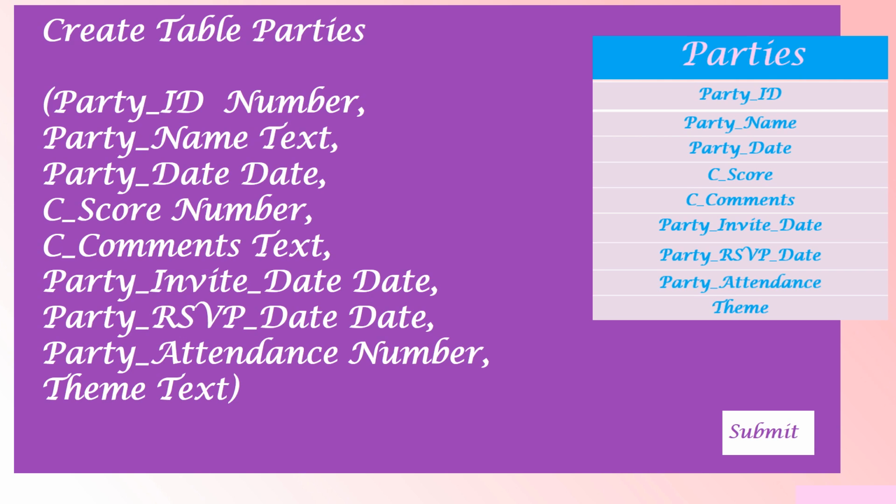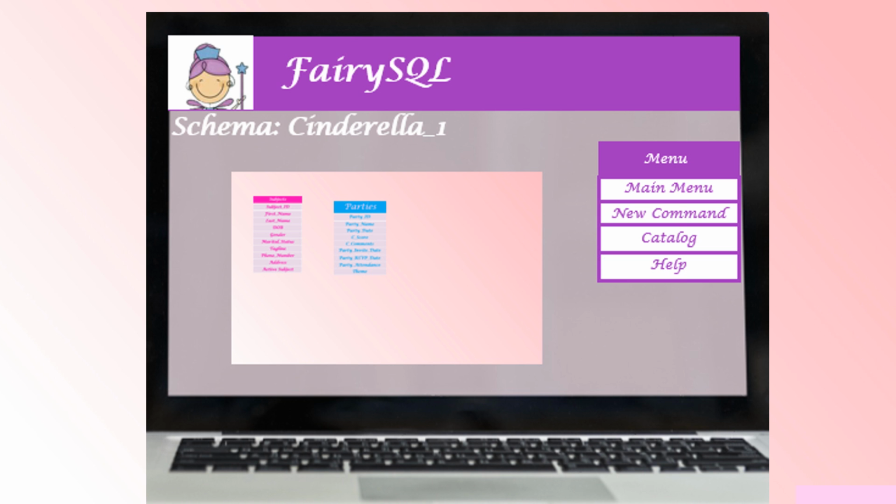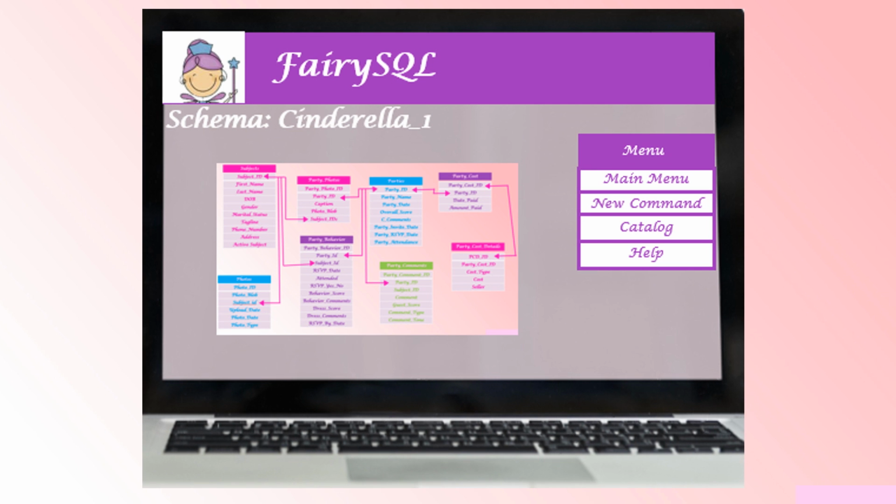So we have create table, parties, party ID, number, party name, text, party date, date, CEE score, number, CEE comments, text, party invite date, date, party RSVP date, date, party attendance, number, theme, text. After Kathy submitted the party table, the Cinderella schema would look more like this. Kathy would continue to enter in create statements until finally she created all of the tables and had a schema that looked like this, filled with great tables ready to be filled with some great data.